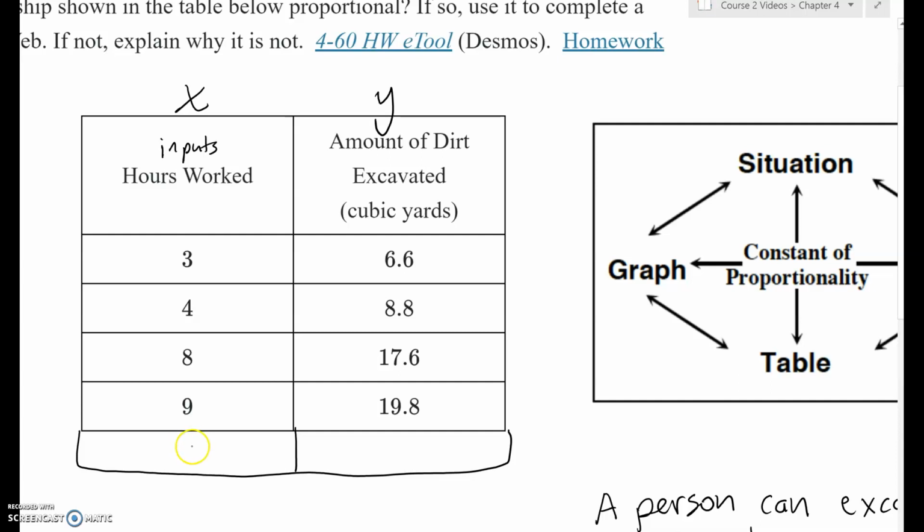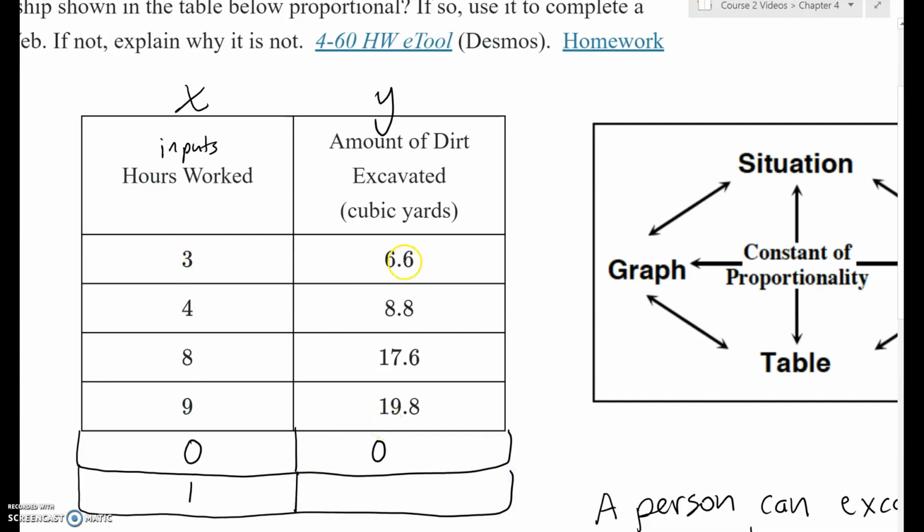Well, the first thing to test is, would this relationship go through the origin? In this case, if you don't work for any hours, will you excavate 0 dirt? Yeah, right? You're not going to dig up any dirt if you don't work for any hours. So it does go through the origin. And then the thing to check is, does it increase by a consistent rate every time? We're going to want to find this anyways. So if we find out what would they be digging up each hour?